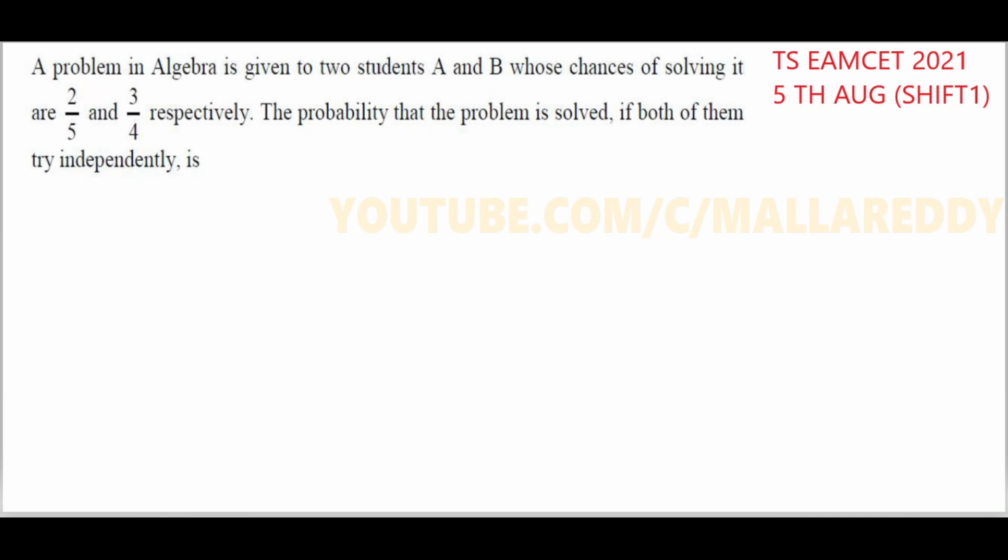A problem in algebra is given to two students A and B, whose chances of solving it are 2 by 5 and 3 by 4. That is, P of A is equal to 2 by 5 and P of B is equal to 3 by 4. The probability that the problem is solved if both of them try independently is, independently means P of A intersection B is equal to P of A into P of B. That is, 2 by 5 into 3 by 4, that is equal to 2 into 3, 6 by 20.